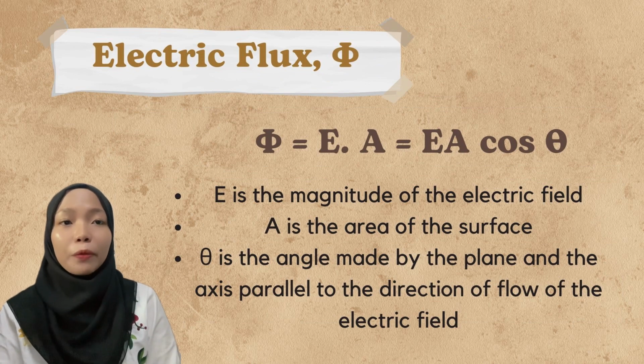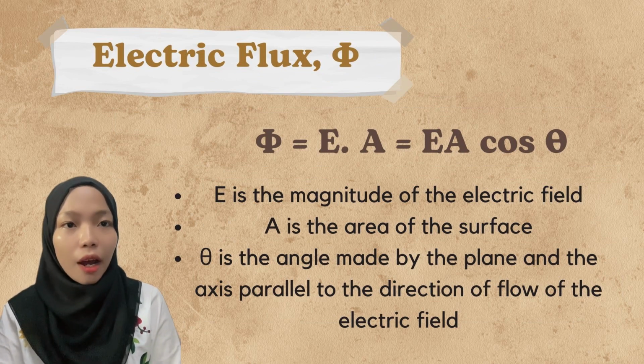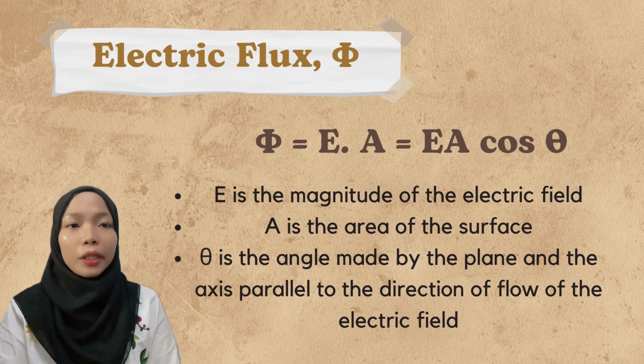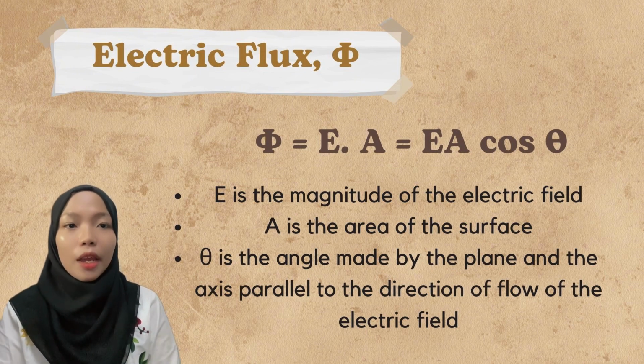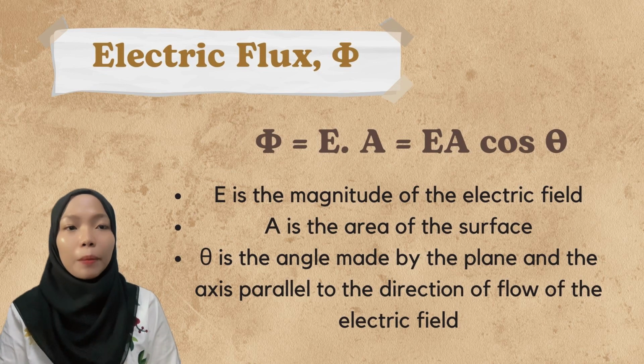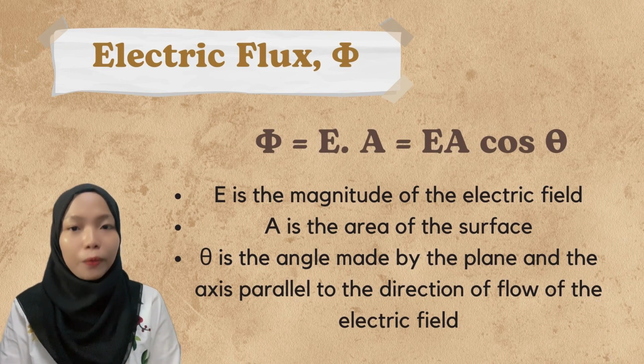The formula for electric flux is E A cos theta, where E is the magnitude of the electric field, A is the area of the surface, and theta is the angle made by the plate and the axis parallel to the direction of flow of the electric field.